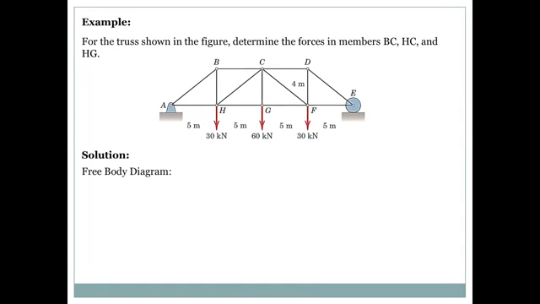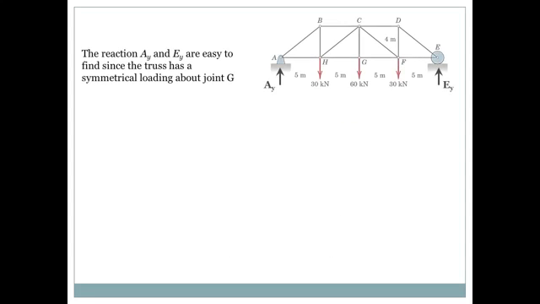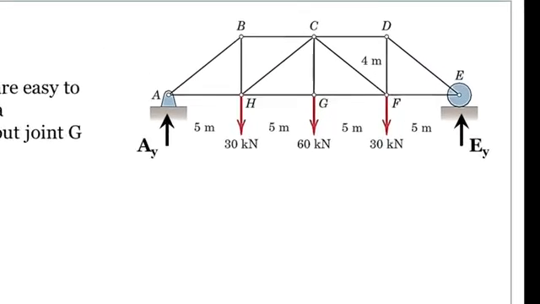Here's the solution. First of all, you need to draw the free body diagram. In other words, you need to find the reactions at A and E, which are AY and EY. Now, these reactions are easy to compute just by inspection. The reactions AY and EY are easy to find since the truss has a symmetrical loading about joint G.